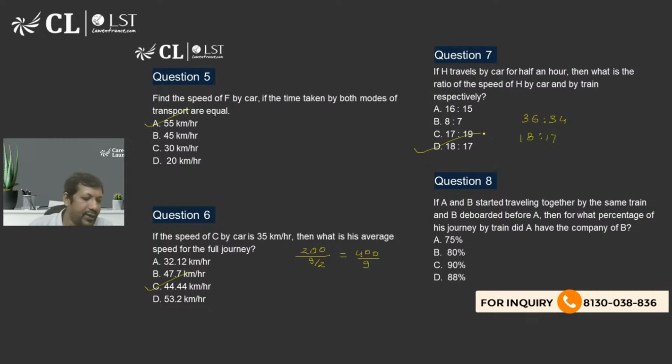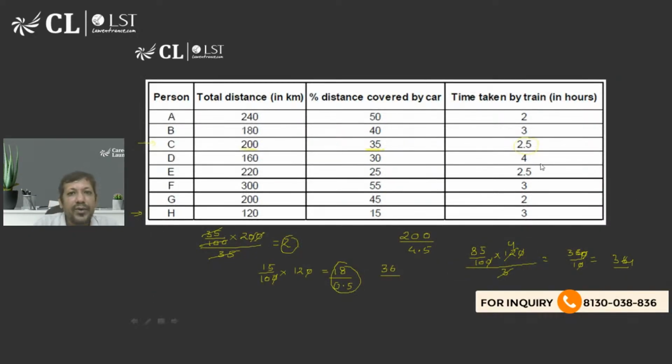Okay. Very nice, Adwap. Now let's look at this. If A and B start traveling together by train, the same train, and B deboarded before A, then what percent of his journey by train did A have the company of B? Now A was supposed to cover 50% of his journey by car, and the remaining 50%, that means 120 kilometers, by train. Now B was supposed to cover 40% by car, so the remaining 60% by train. So 60% comes out to be 108.